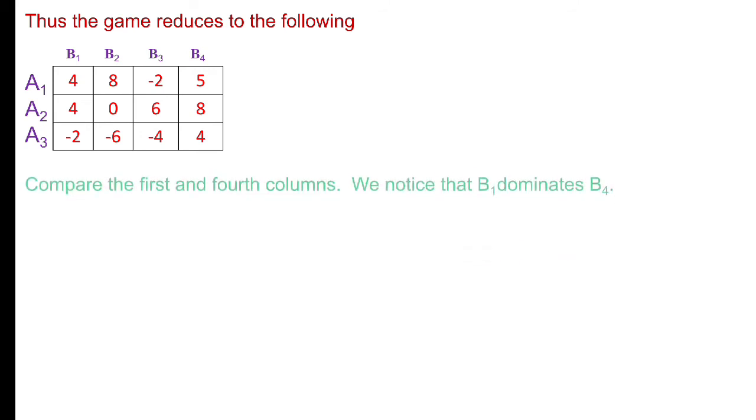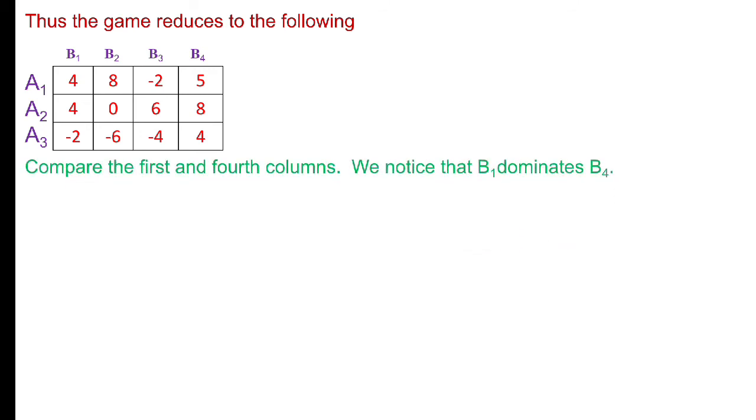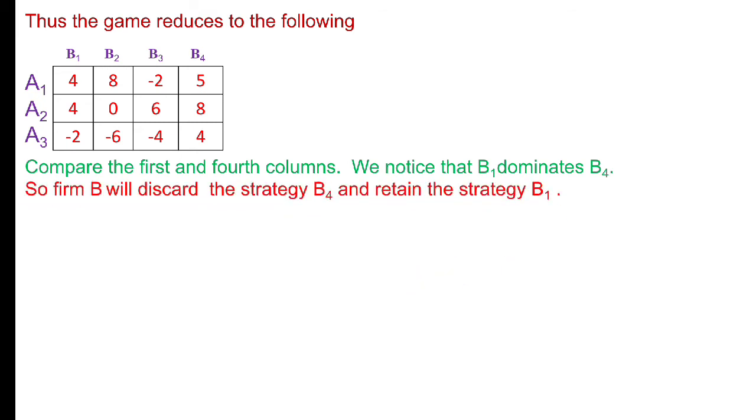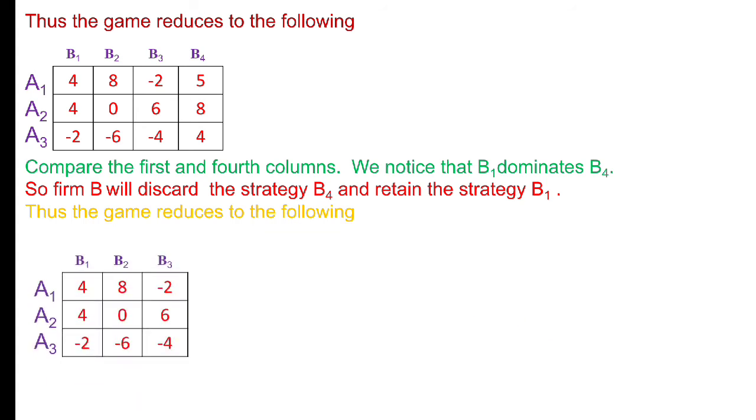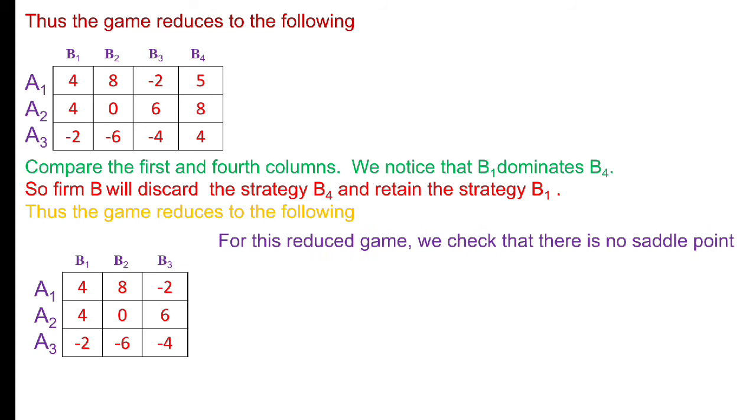Again, we can compare the first and fourth columns. We notice that B1 is dominating B4 because the column maximum will be deleted. The B1 column's elements are less than the B4 elements. So B will discard B4 and retain B1. Then the reduced matrix will be 4, 8, minus 2, this one, because the column maximum is deleted. Again we compare. Either you can interchange rows and columns or columns and rows.